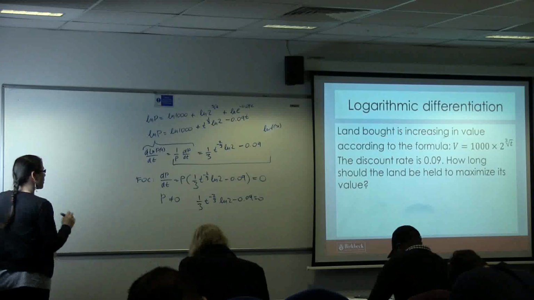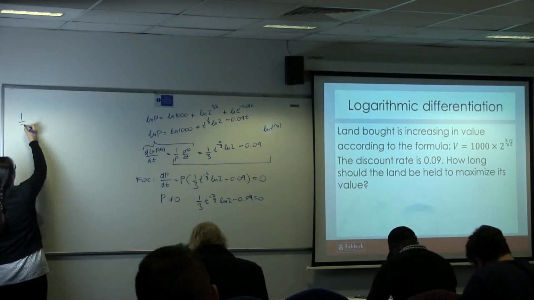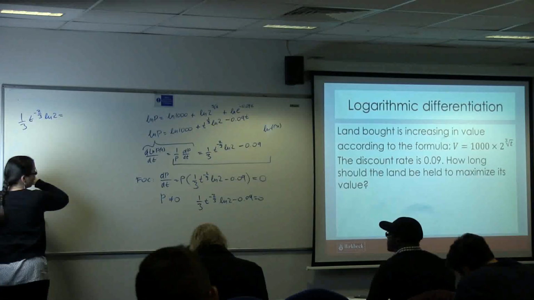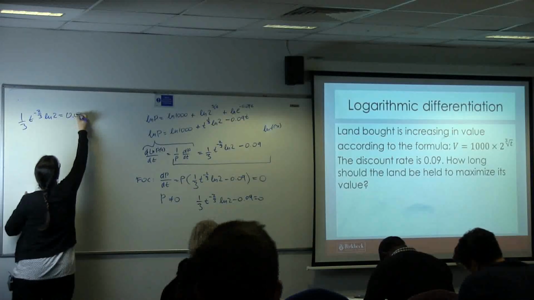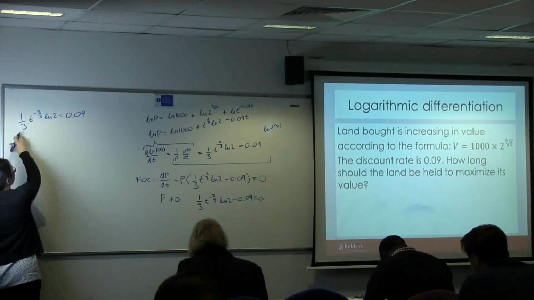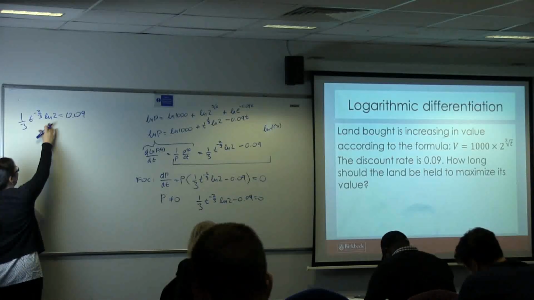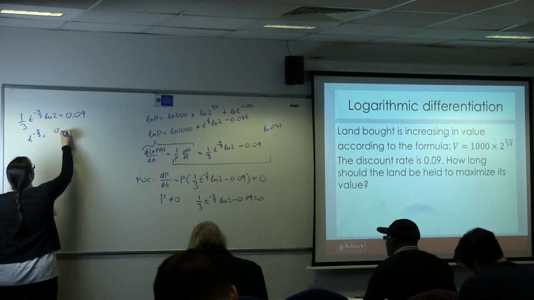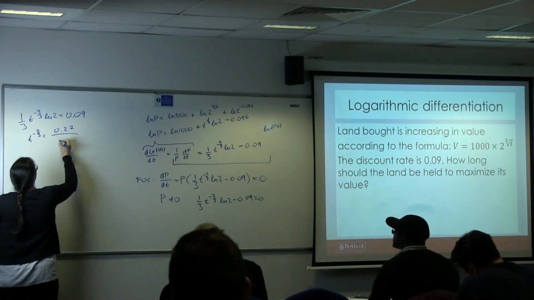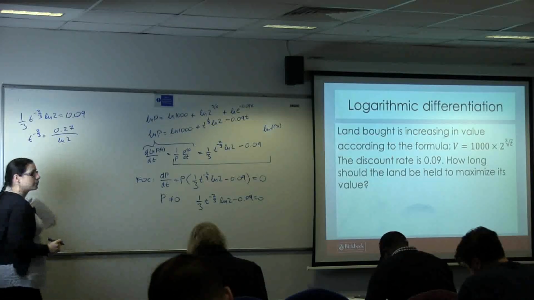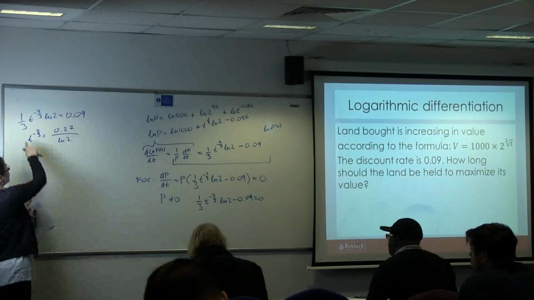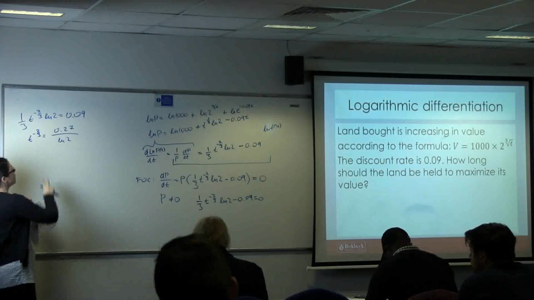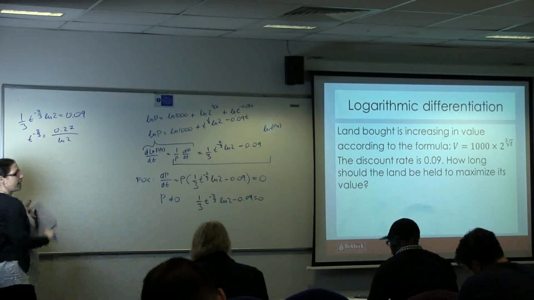Okay, so start rearranging it. A third times t to the minus 2/3 ln 2 has to be equal to 0.09. Multiply up by the 3, divide by the ln 2: 0.27 over ln 2. Okay, 3 times 0.09 gives you 0.27, and then the ln 2 you divide by.